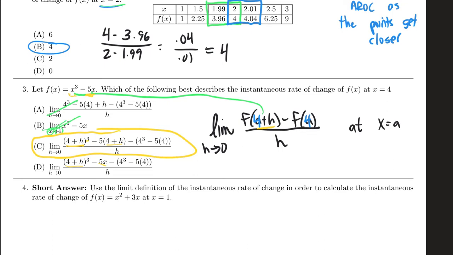So that's just applying that formula correctly, plugging 4 plus h in for both x's, minus when I plug in 4 for both x's, and then the whole limit thing is correct. So C is the right answer here.